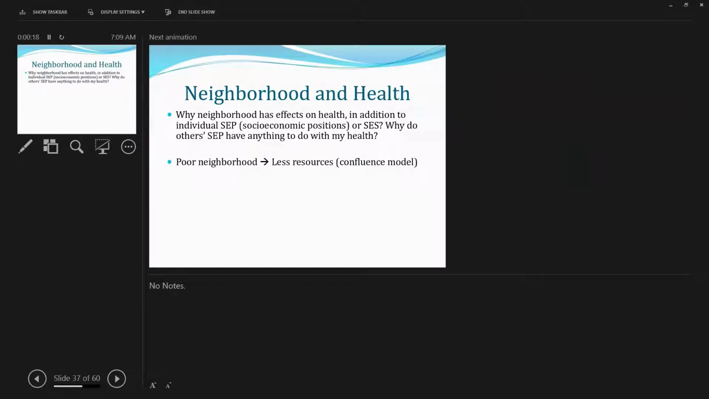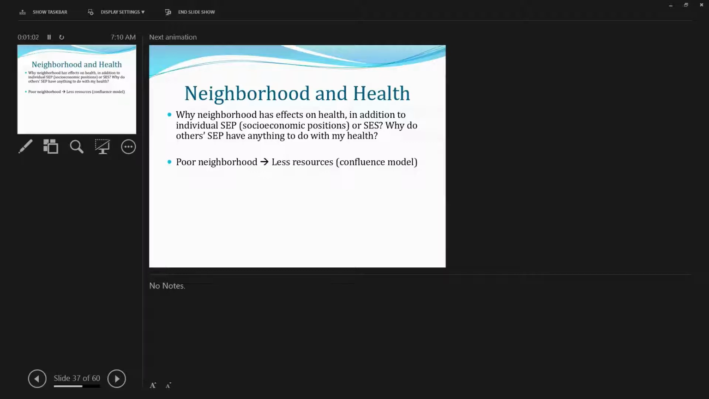The next question I want to address is the association between neighborhood and health. That is, why does neighborhood have an additional effect on health, setting aside the individual SEP, that is, socioeconomic position or socioeconomic status? Why do other people's socioeconomic positions have anything to do with my health? That is a paraphrase of that question. There are a couple of causal pathways from neighborhood to individual health outcome.